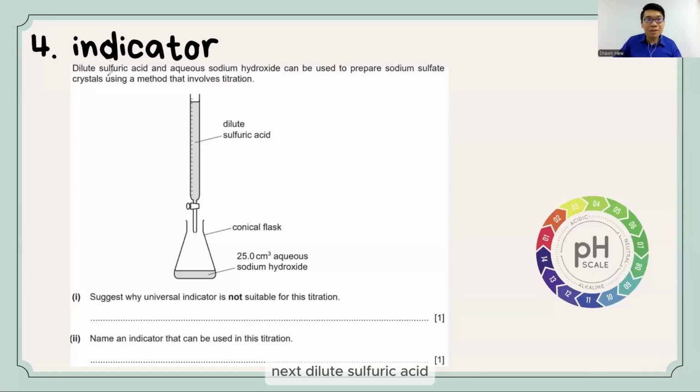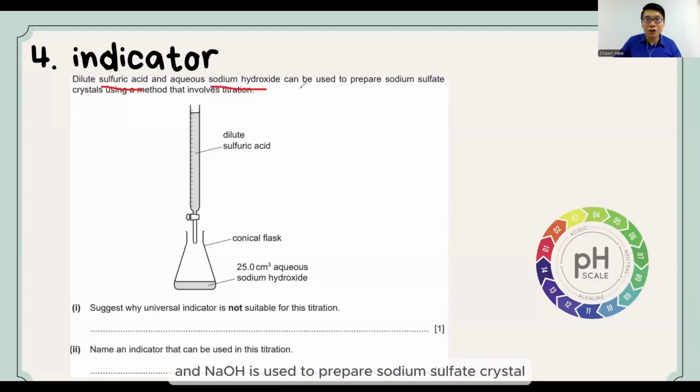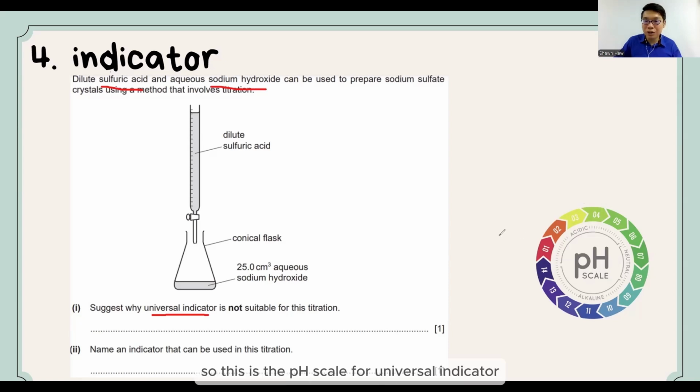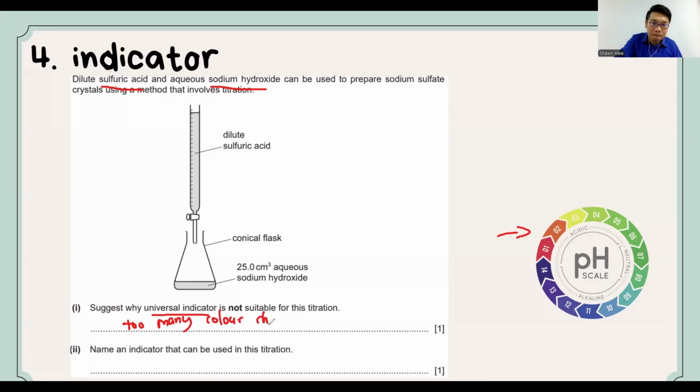Next, dilute sulfuric acid and NaOH are used to prepare sodium sulfate crystals by the titration method. Why is universal indicator not suitable for this titration? This is the pH scale for universal indicator. Can you see? The color keeps changing. Because of too many color changes, it's not accurate for titration to confirm which specific point is just nice for neutralization to happen.